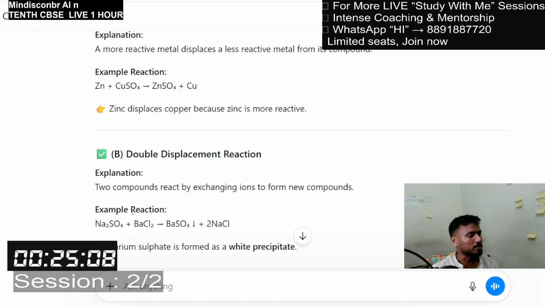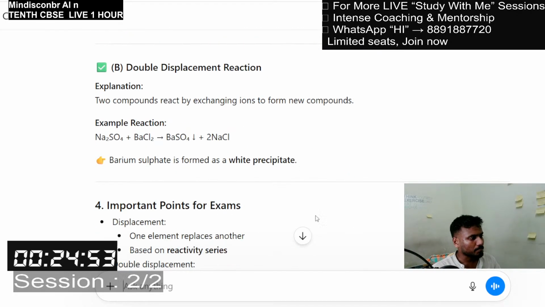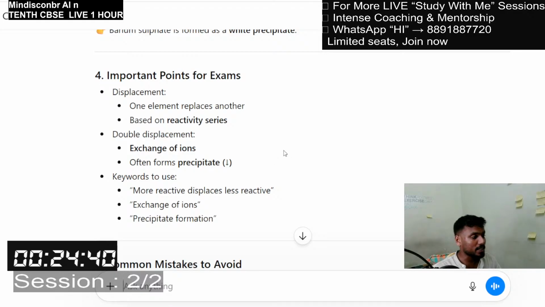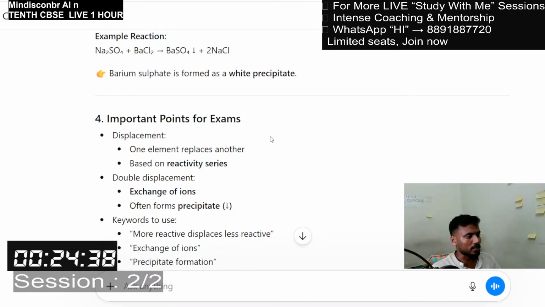Double displacement reaction. Explanation: two compounds react by exchanging ions to form new compounds. Example: Na2SO4 plus BaCl2 gives BaSO4 plus 2NaCl. Barium sulfate is formed as a white precipitate. What is the color of barium sulfate? It's white in color. It's a white precipitate. Hence, it is also an example of a precipitation reaction. Important point for exams.